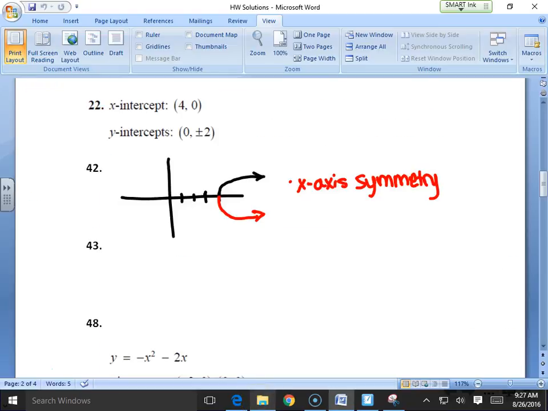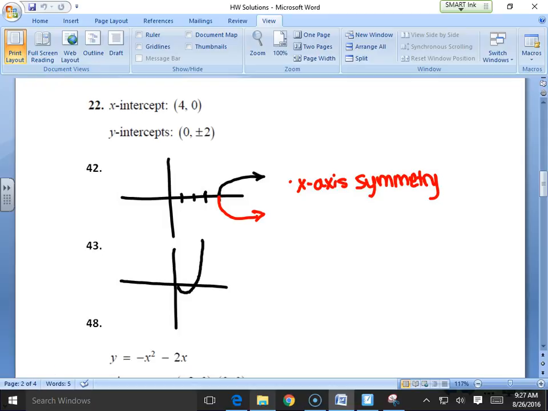Number 43, it's another graph. I can't remember what this one looks like. It's a little more twisty. Yeah, it's a little more twisty. What kind of symmetry is this one supposed to display? Origin? I don't know. I think it's a little bit harder.